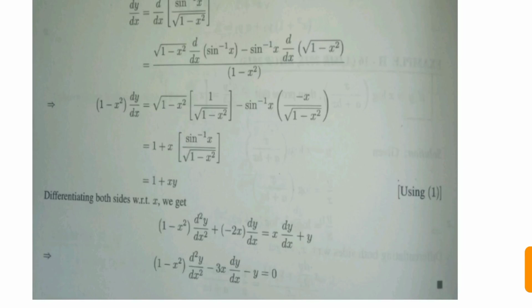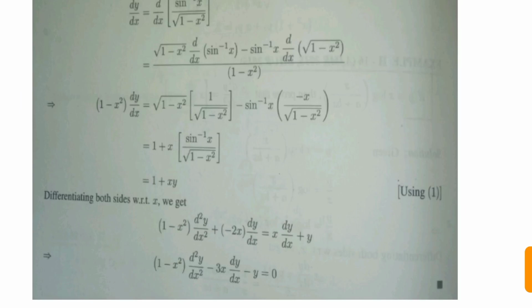Thus we get 1 minus x square dy upon dx is equal to 1 minus x into y. It is given the value of y from first, sine inverse x upon under root 1 minus x square is y. So it becomes 1 plus x into y. Now differentiate both sides with respect to x.